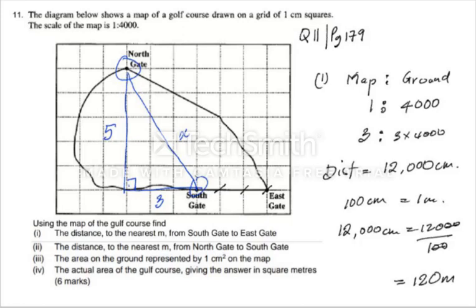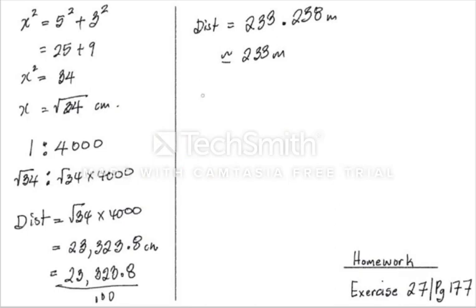And the third part of the question, they're asking for the area on the ground represented by 1 centimeter square on the map. Alright, this is 1 centimeter square on the map. An area of 1 centimeter square is simply the area of a square where all the sides measure 1 centimeter. So this is 1 centimeter. This is 1 centimeter.